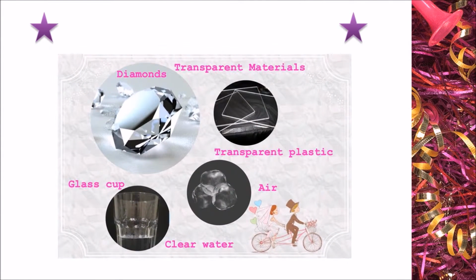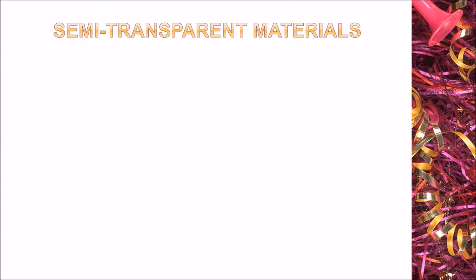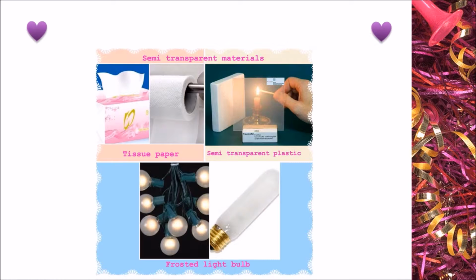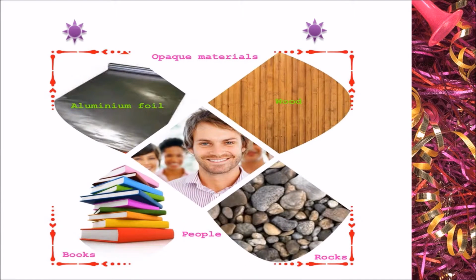Transparent materials such as diamonds, glass cup, clear water, air, and transparent plastic. Semi-transparent materials such as tissues, semi-transparent plastic, and frosted light bulb. The opaque materials such as aluminum foil, wood, people, books, and rocks.